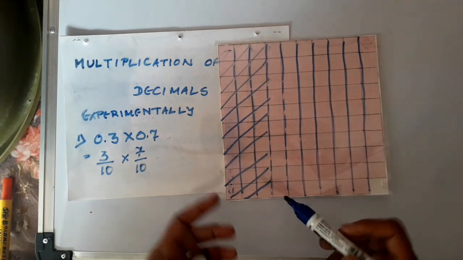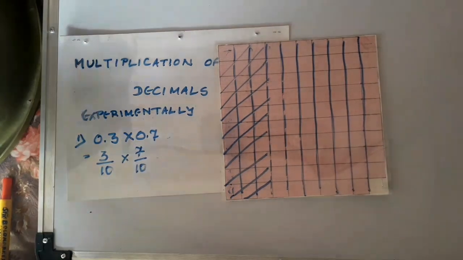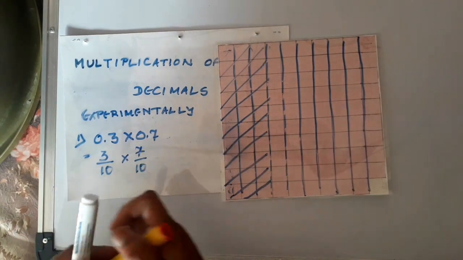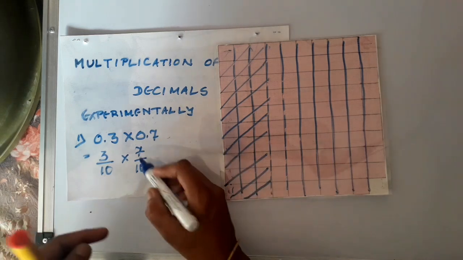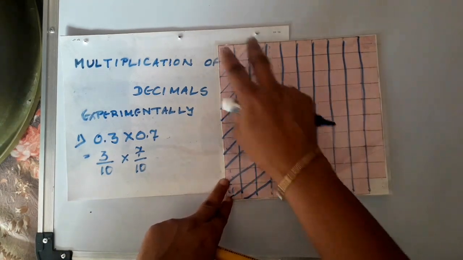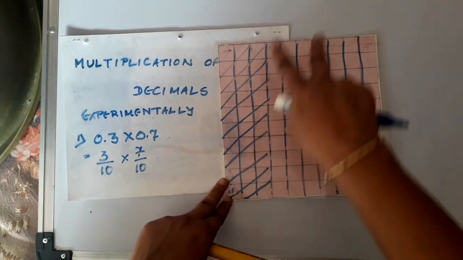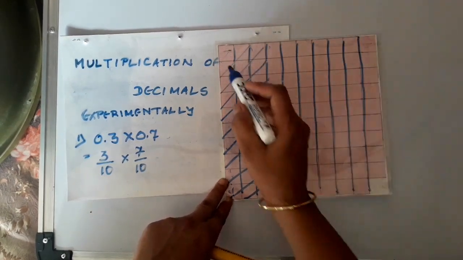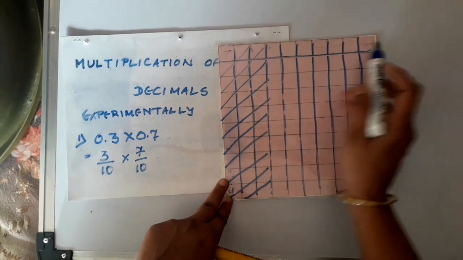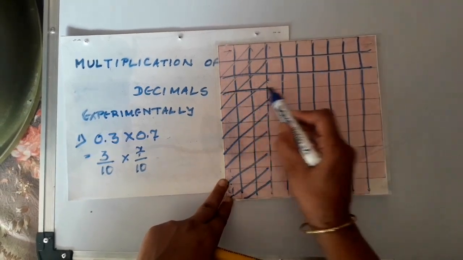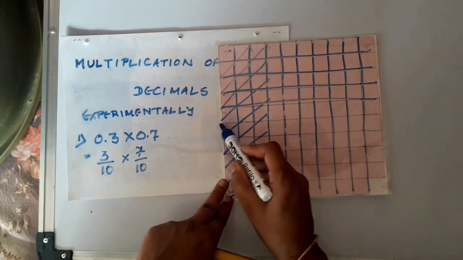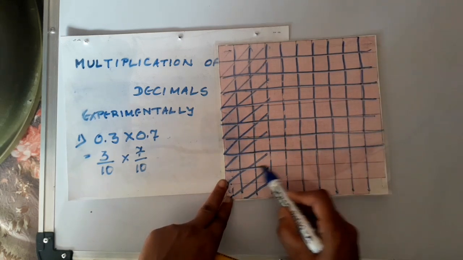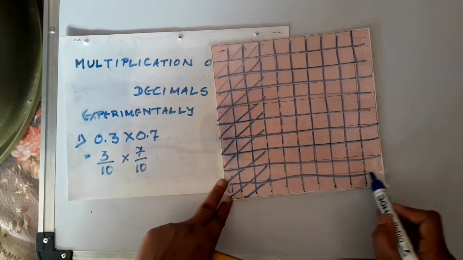Okay, now to represent the second decimal, I have to divide the thing into 10 equal parts again. So now, as I have divided initially with vertical lines, now I will divide horizontally into 10 equal parts. So first part, second part, third, fourth, fifth, sixth, seventh, eighth, ninth and 10th.